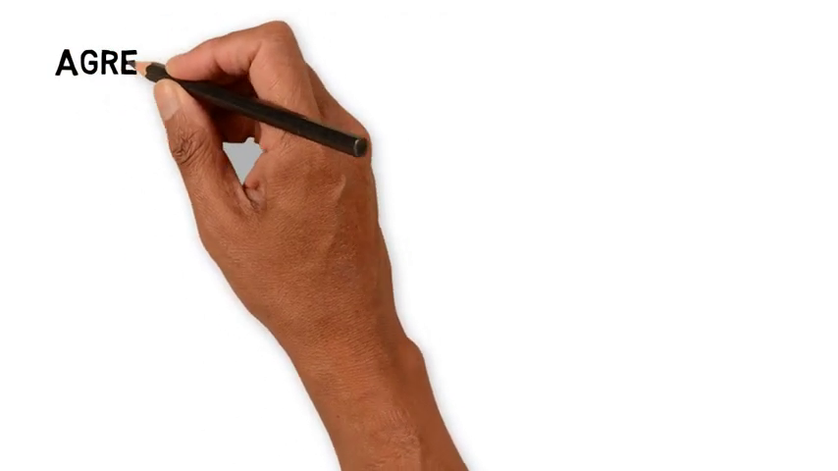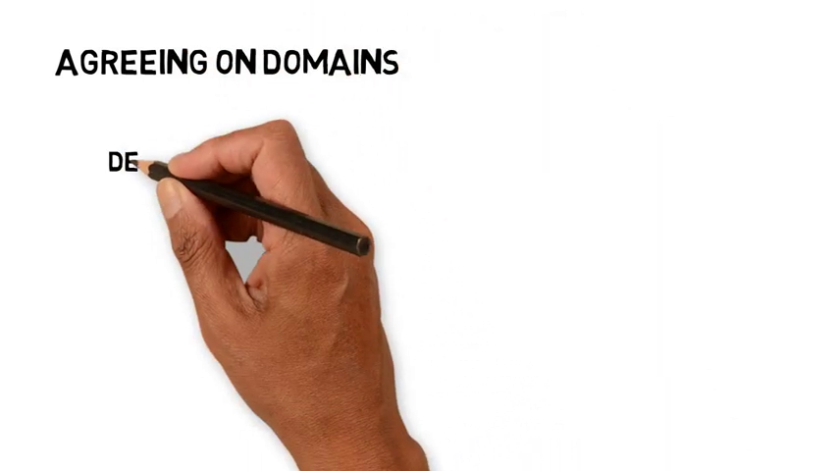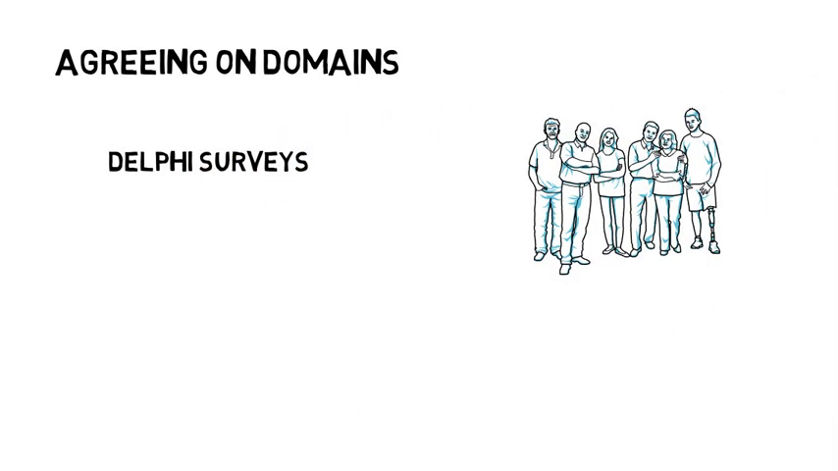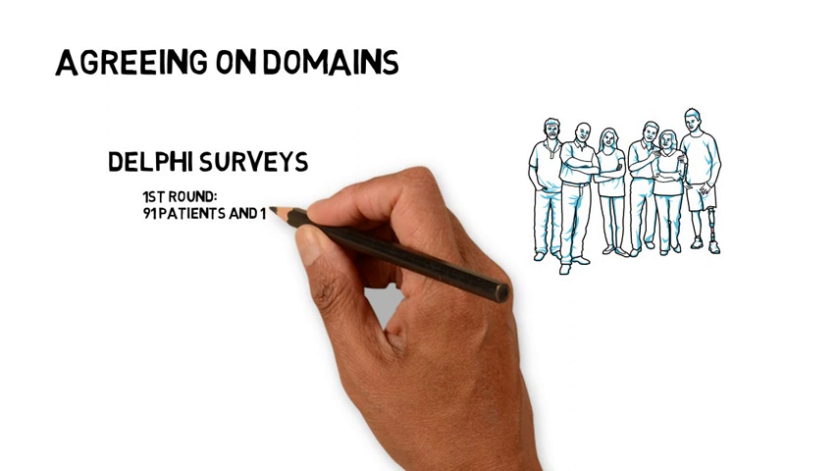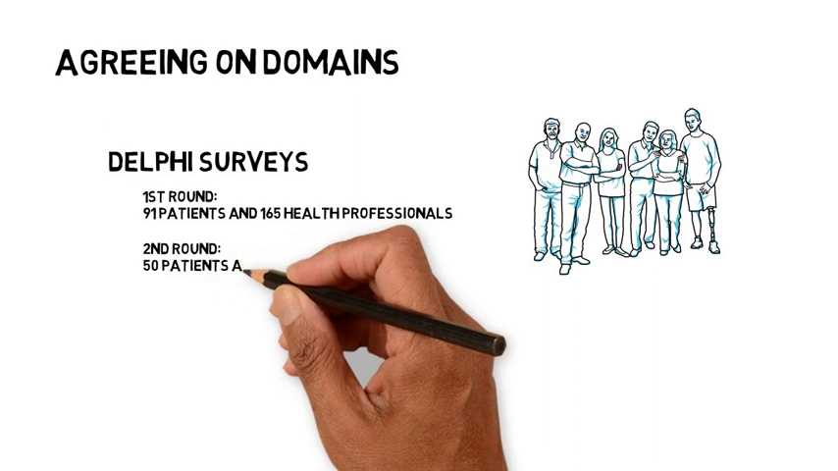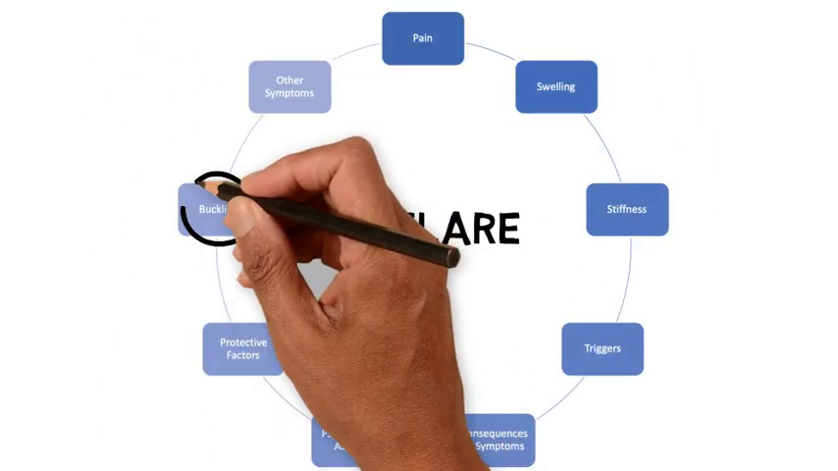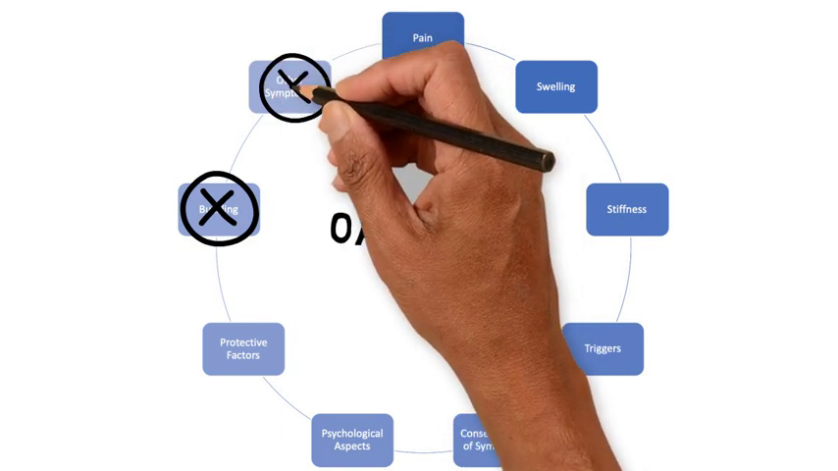Then came the fine-tuning. We sought agreement among a larger number of patients and health professionals around the world on the domains. 2 rounds of Delphi survey were conducted in both patients and health professionals to gather their collective opinions and facilitate group consensus. In the first round, 91 patients and 165 health professionals participated, and 50 and 116 in the second round, respectively. Patients came from Canada, France, and Australia, while health professionals were from 17 countries across 4 continents. From the Delphi surveys, both patients and health professionals agreed to keep 7 domains and reject 2 others.